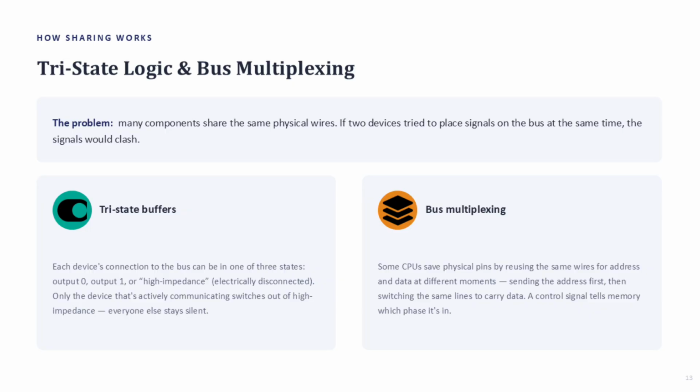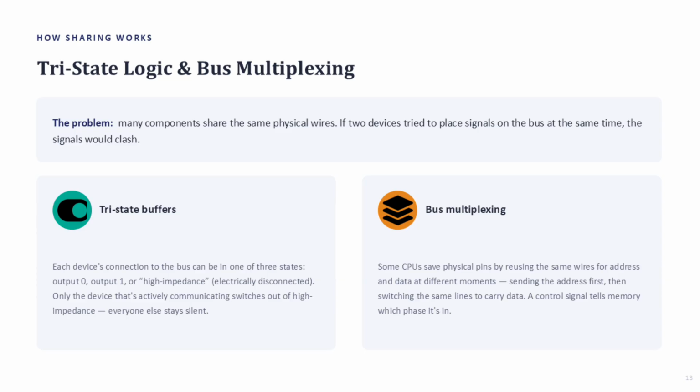So far, we have learned that the address bus, data bus, and control bus are shared communication pathways. Now let's think about an important problem. If many devices share the same physical wires, what happens if two devices try to send signals at exactly the same time? Imagine two people trying to speak into the same microphone simultaneously. Instead of hearing one clear voice, you hear noise because both voices overlap. The same thing would happen inside a computer.